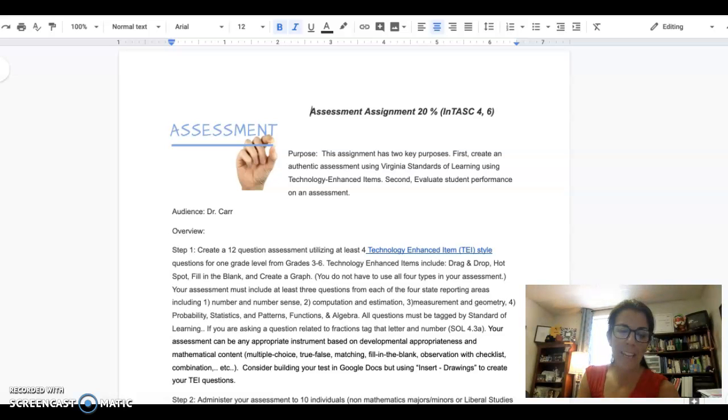Hello, the purpose of the screencast is to explain the assessment assignment for Education 360. So I'm going to walk through this assignment with you. There are two purposes for this assignment. I want you to create an authentic assessment.